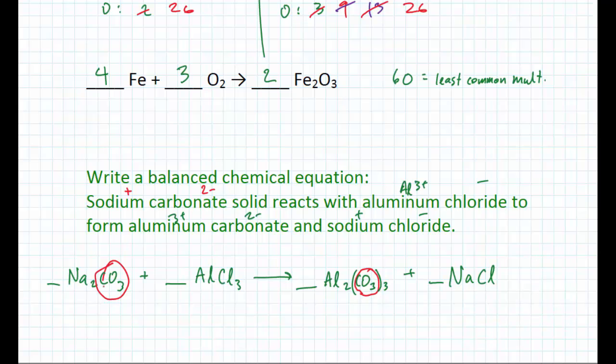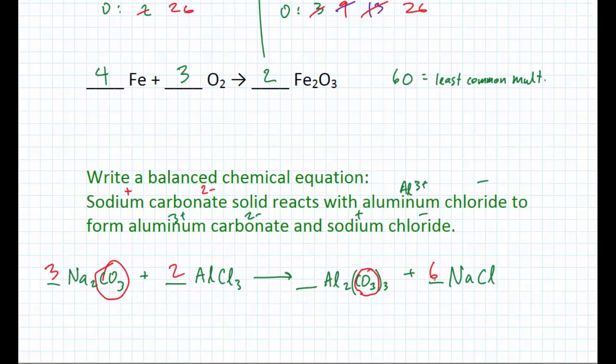So what coefficient should I put here in front of sodium carbonate, then? 3. If I put 3 in front of sodium carbonate, that gets my carbonates all set. What about over here in front of aluminum chloride? 2. You can just look at the aluminum. Now I've got 2 aluminums, 3 carbonates, so aluminum carbonate is good, and then sodium chloride, if you did it right, should equal out like that.